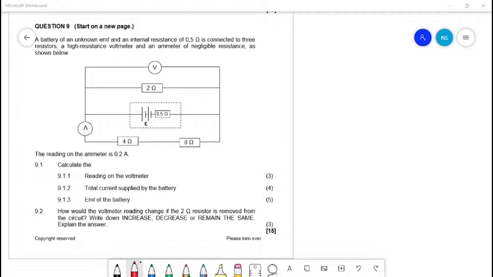If the voltmeter has high resistance, it means that no current passes through the voltmeter. And the ammeter has negligible resistance, it means that we assume there's no resistance in the ammeter, so all the current passes through there freely without any form of resistance. So that's what they've given us.